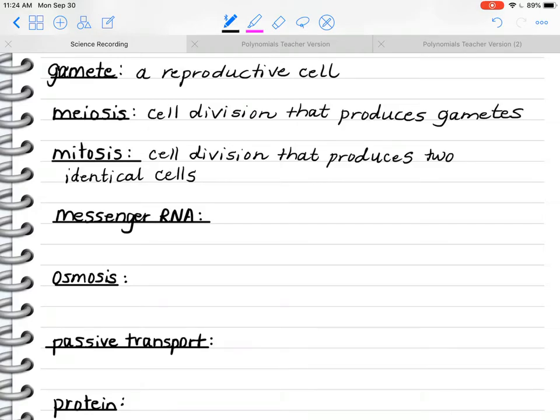Messenger RNA. Remember I told you that RNA is a cousin of DNA. This is a molecule that carries DNA information.